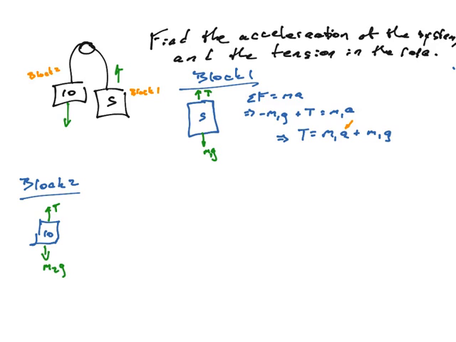Again, there's block 2. There are all his forces. The weight is pulling him down. The rope is trying to pull him up. Even though he may not actually rise up, it's still trying to do it. All right. F equals ma.